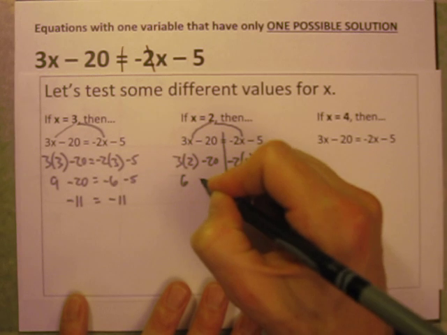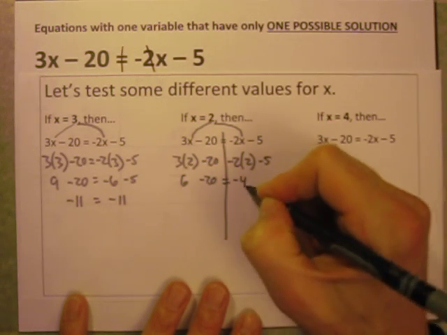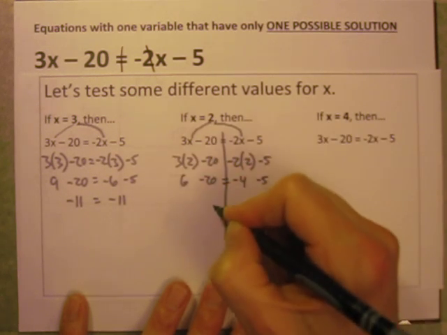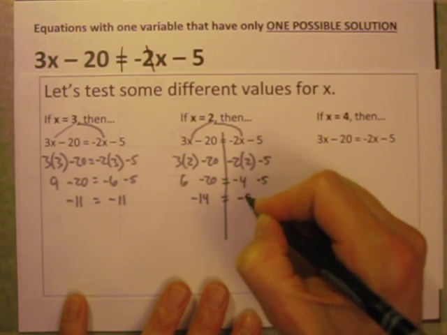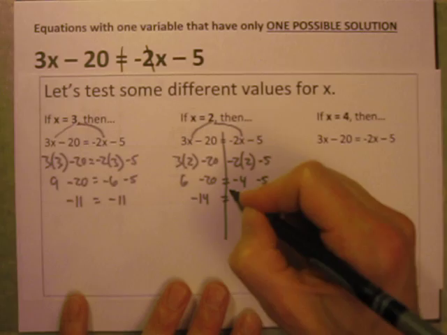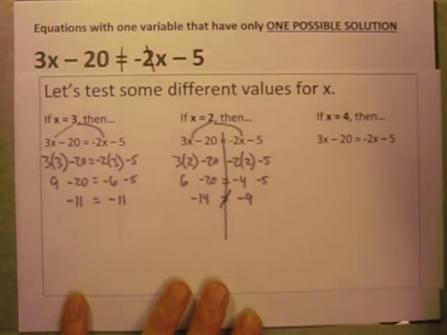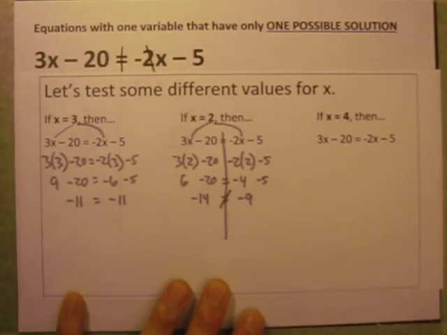3 times 2 is 6 minus 20. Negative 2 times 2 is negative 4 minus 5. Negative 6 minus 20 is negative 14. And negative 4 minus 5 is negative 9. And sure enough, negative 14 does not equal negative 9, so x can't be 2 for this equation. Both sides are not the same when x is equal to 2.